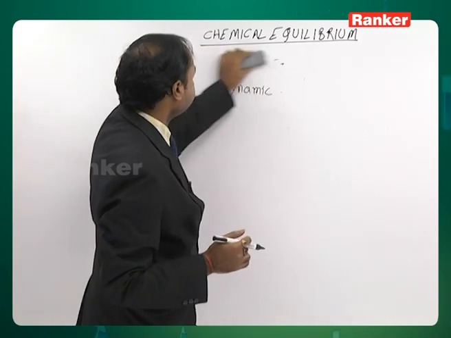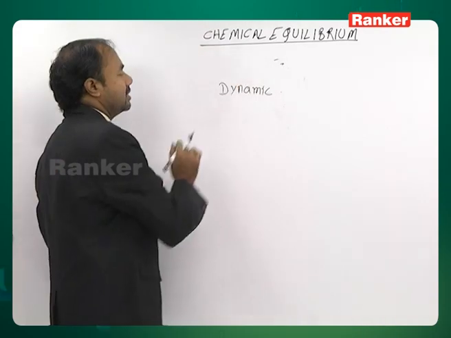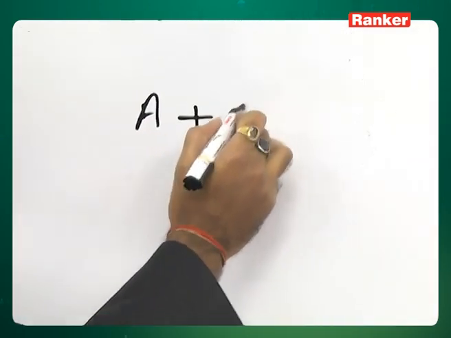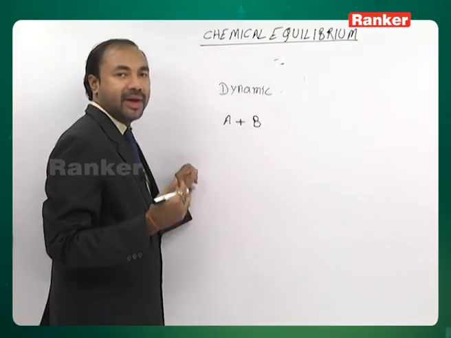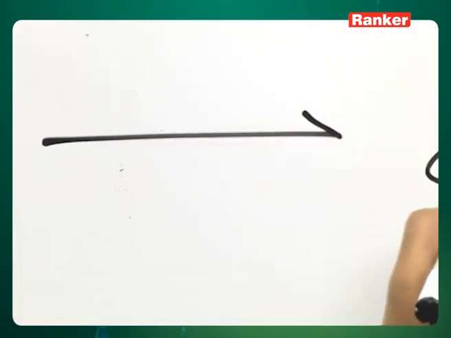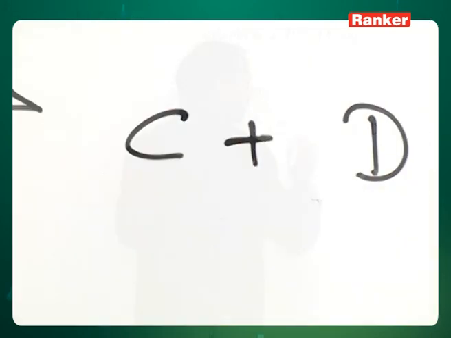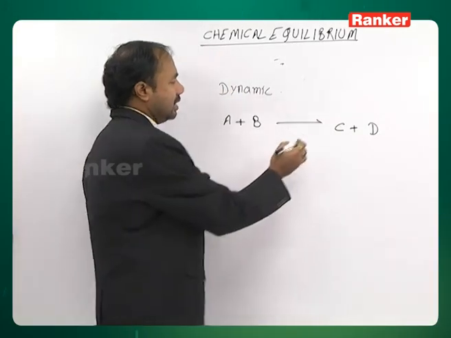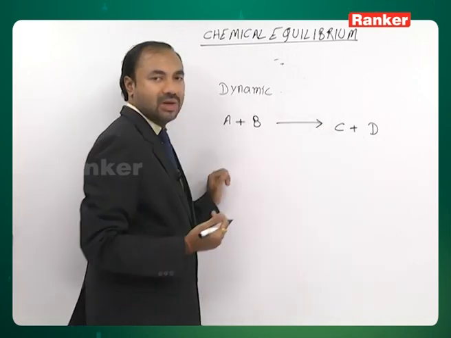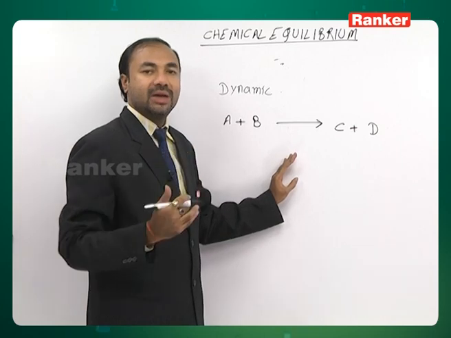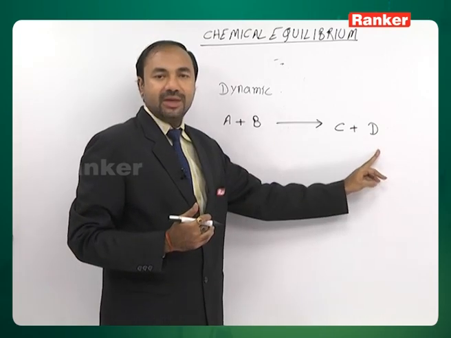Here, what happens is that if we have two reactants A and B, they react with each other and give certain compounds C and D. Under normal reactions, what happens? We make only one arrow like this, and this shows that the reaction proceeds only in one direction. Only A and B can react and produce C and D.